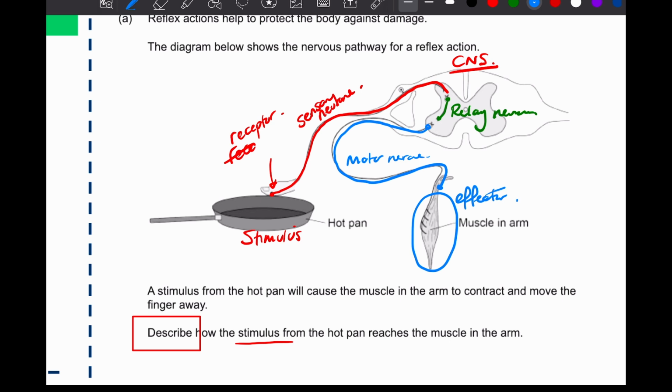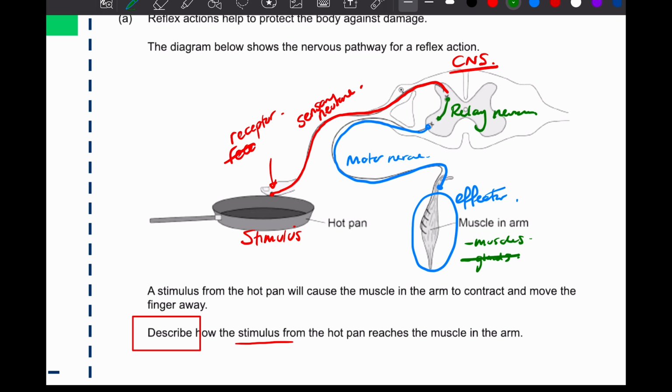effector. Now, effectors can be two things. Effectors can be muscles, if the action is that you need to move, or it could be glands, if you need to release some kind of hormone. In this case, we're moving our arm away from the hot pan, so it's actually going to a muscle.